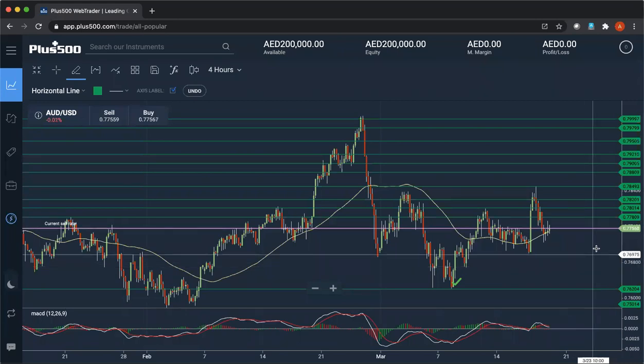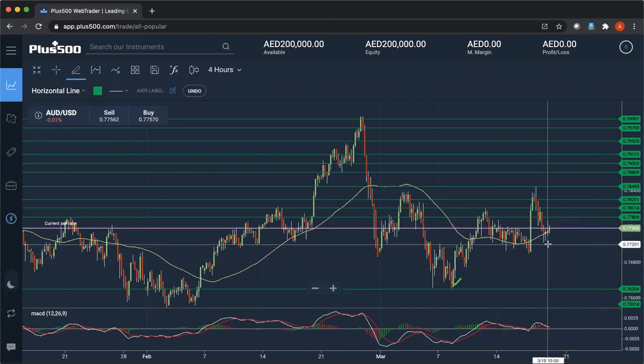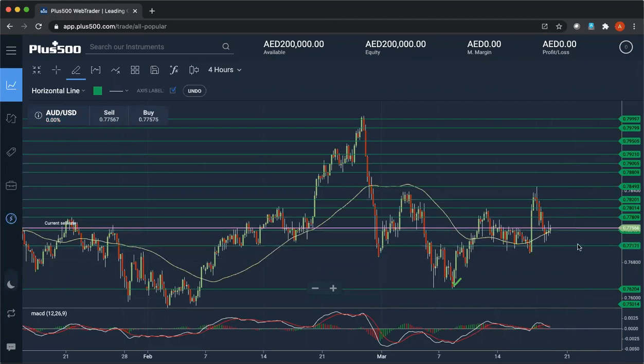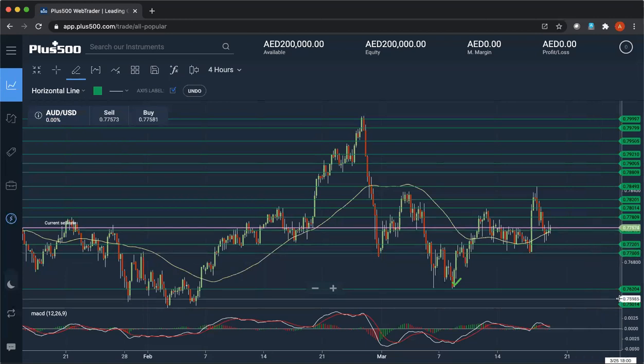If you set all of them and then check the price action, you can get something out of that, okay? 77,500. 77,200, right? And 77 itself, and so on, okay? So that's enough.